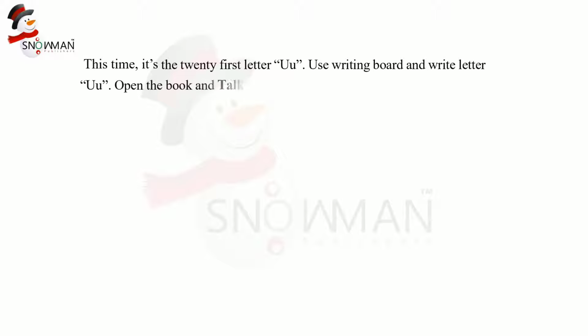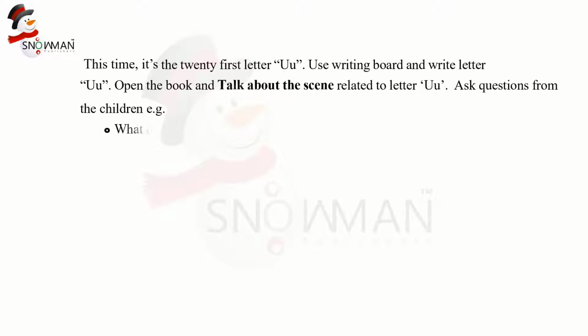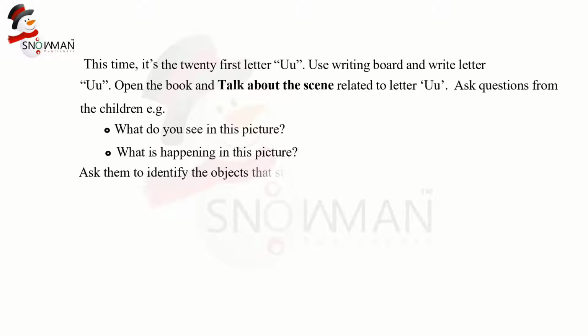Open the book and talk about the scene related to letter U. Ask questions from the children. For example, what do you see in this picture? What is happening in this picture? Ask them to identify the objects that start with the sound U.